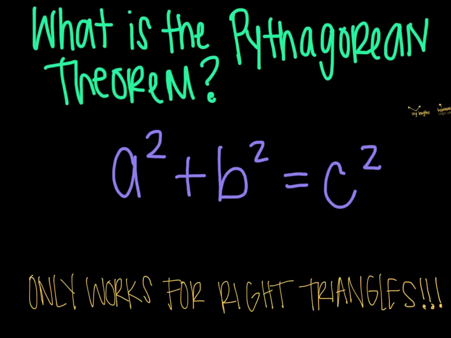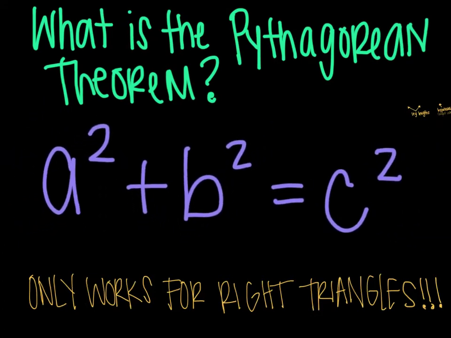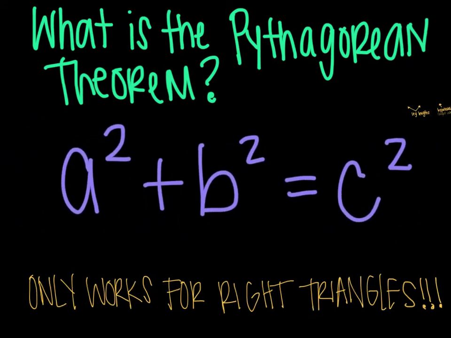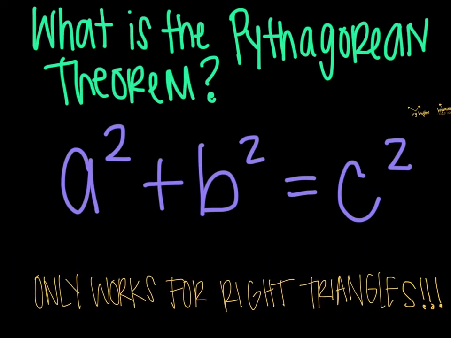So what is the Pythagorean theorem? Well, it is a squared plus b squared equals c squared. Pretty easy to remember. It does only work for right triangles, so be aware of that. Only right triangles does it work for.